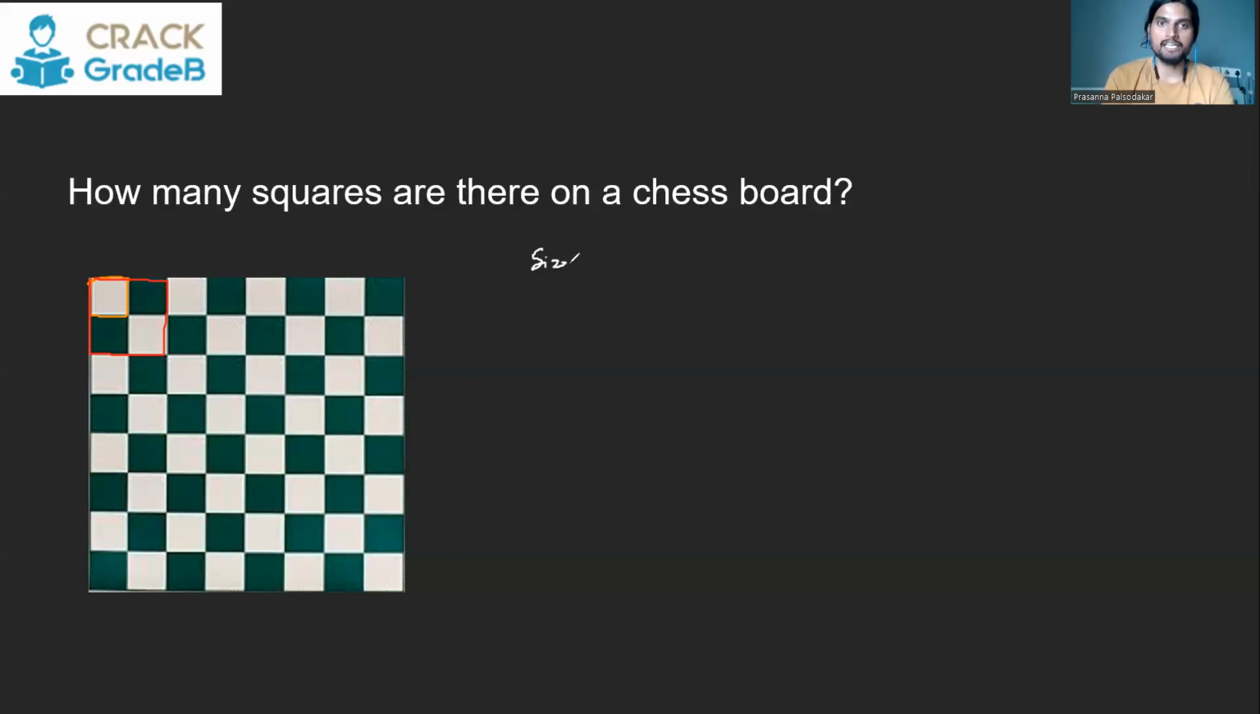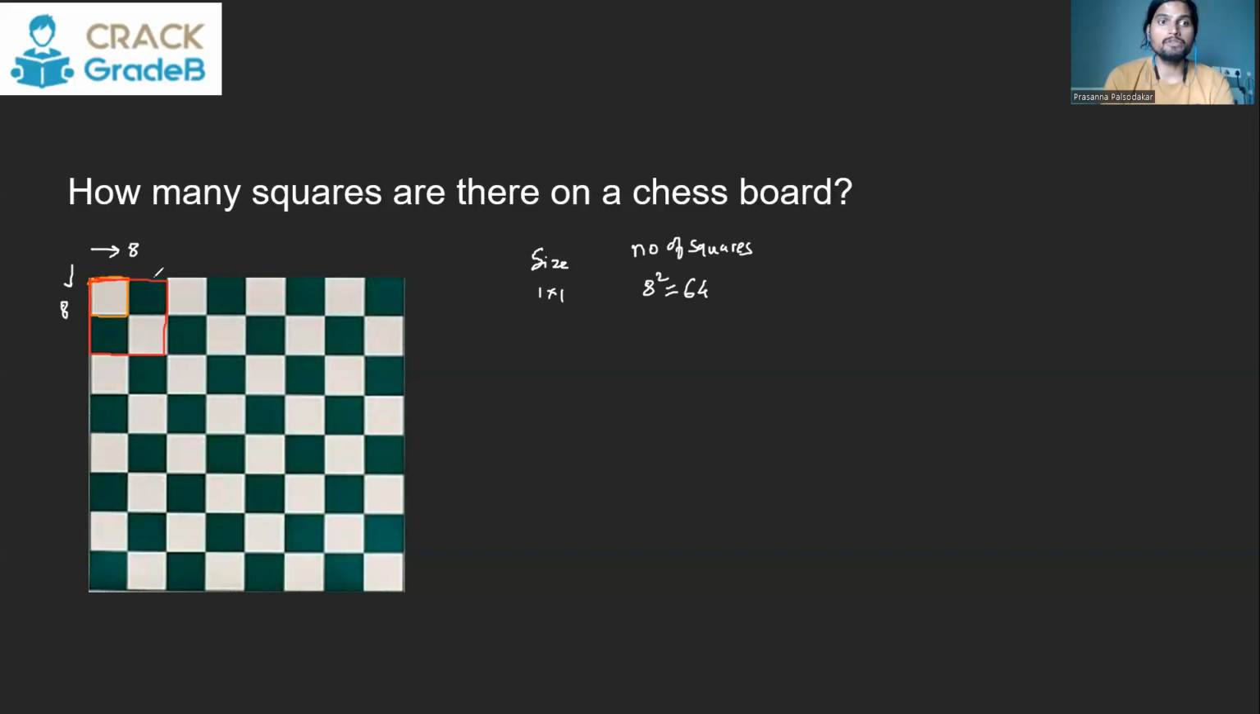So if I say 1 by 1 size square, there are 64 because you know such 8 squares are there and such 8 squares are there. In every row there are 8 squares. So 8 by 8, or 8 squared, there are going to be 64 squares, if you talk about the size 1 by 1.